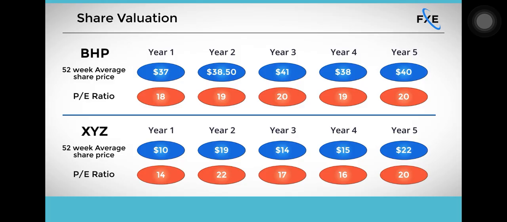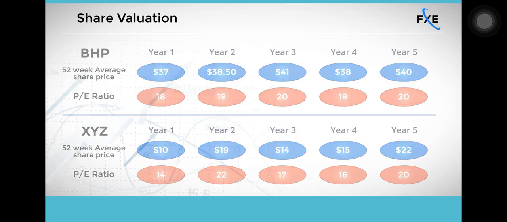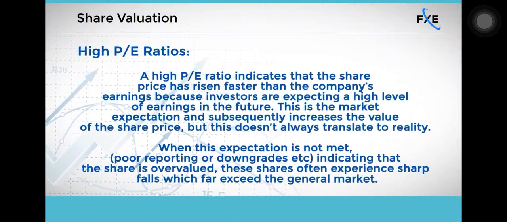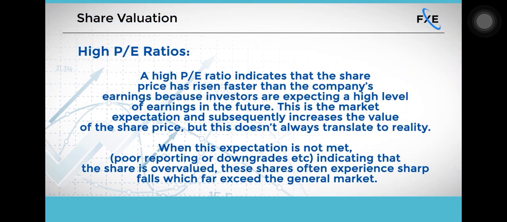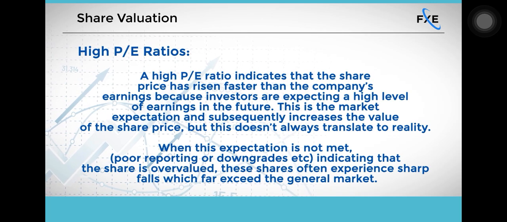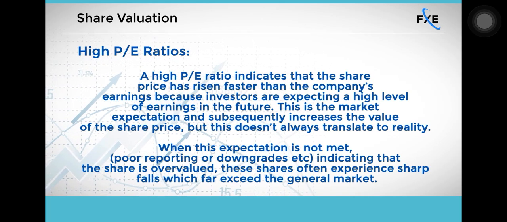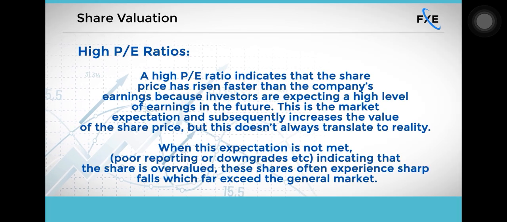So what does a high or low PE ratio tell us? A high PE ratio suggests a potential for higher growth, but it is important to understand the dynamics of why. A high PE ratio indicates that the share price has risen faster than the company's earnings because investors are expecting a high level of earnings in the future. This is a market expectation and subsequently increases the value of the share price, but this doesn't always translate to reality. When this expectation is not met, for example, a poor earnings report or downgrades, indicating that a share is overvalued, these shares often experience sharp falls which far exceed the general market.